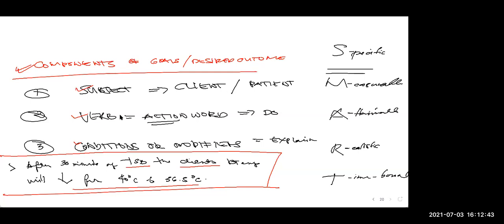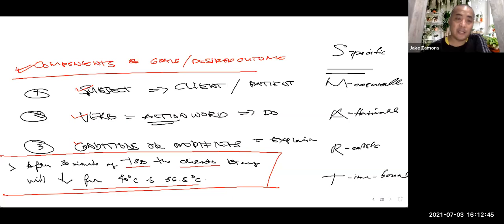Yes, sir. Okay, very good. Na-meet natin kasi may subject, may verb, and may conditions. Now, the question, is this plan of care, is this SMART?